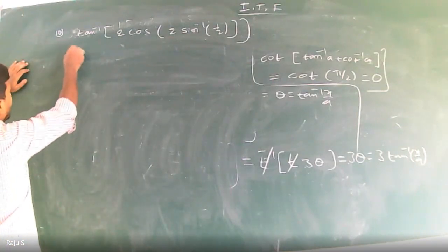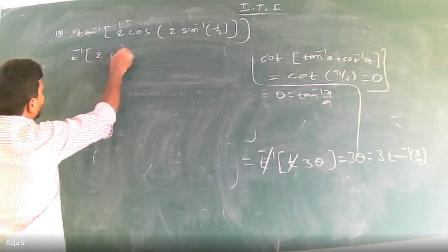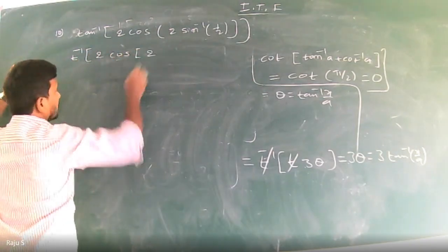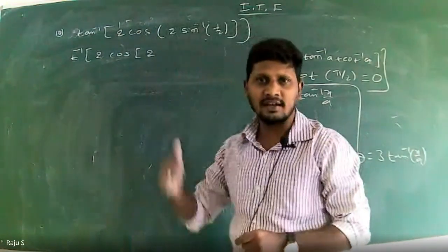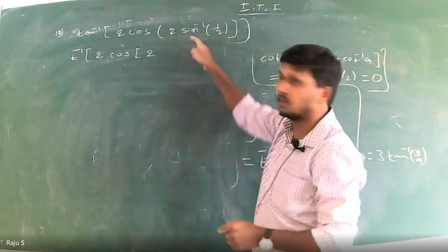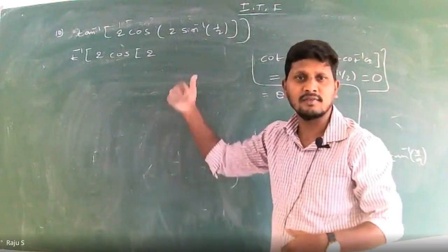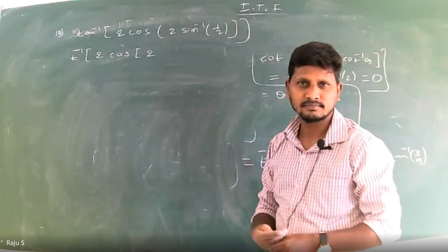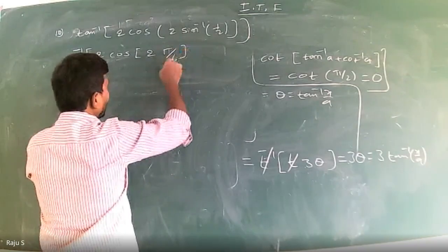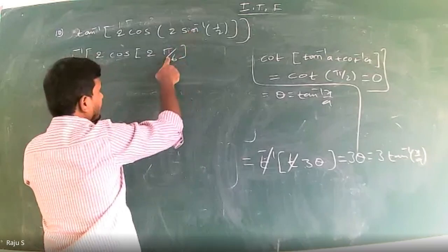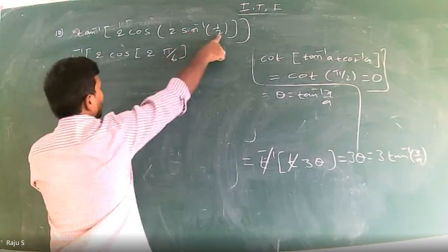Look here. Tan inverse of 2 cos of 2 sin inverse 1 by 2. What is the principal value branch of sin inverse 1 by 2? Sin inverse 1 by 2 means for what value of theta it is 1 by 2. Sin 30 only is 1 by 2.